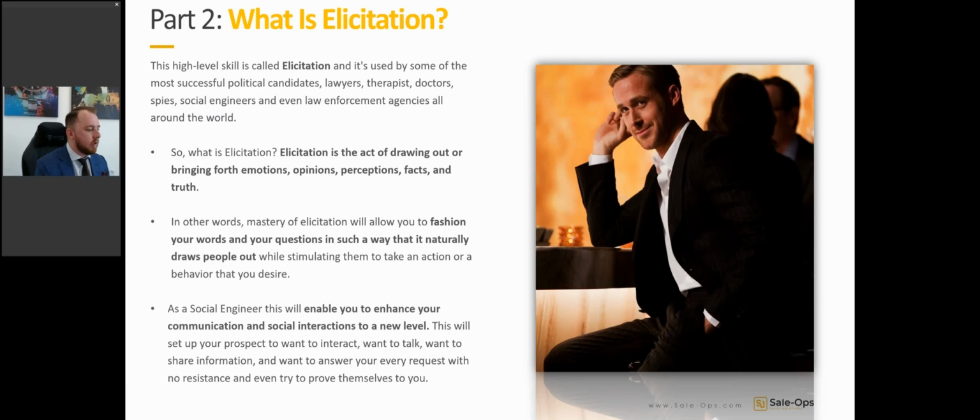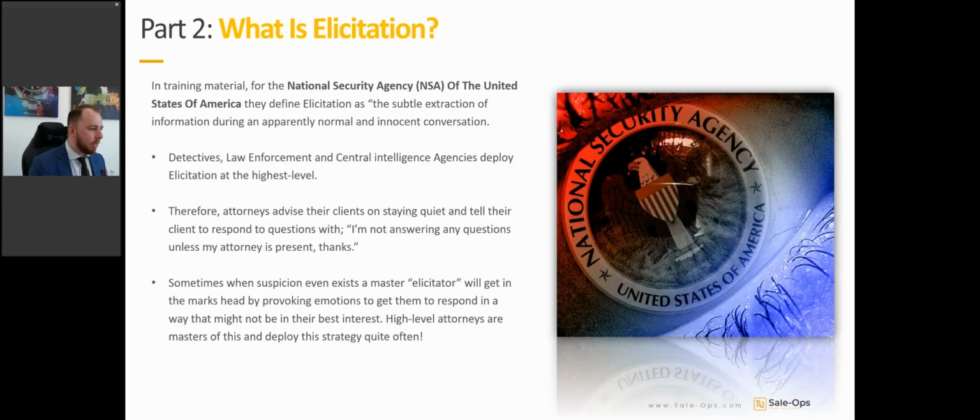So as a social engineer, this is going to enable you to enhance your communication and social interactions to an entirely different level. This will allow you to set your prospects up to want to interact with you, to want to talk, to want to share confidential information, and answer the majority of your requests with little to no resistance, and even try to prove themselves of why they're worthy of your time. Prove themselves of why they're worthy of your expertise, of your business, of your services, of your products. Literally, it's going to be able to do all of that for you.